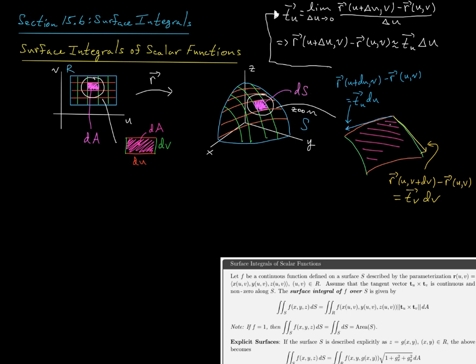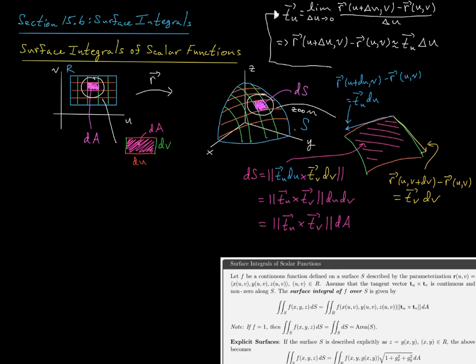All right, so now you have to remember something from Calc 3. I have this parallelogram that's formed by these two vectors. How do I find the area of the parallelogram formed by two vectors? Oh, well, that was the magnitude of the cross product of those two vectors. So we can now say that this differential change in surface area, dS, is the magnitude of the cross product of the blue and the yellow vectors.